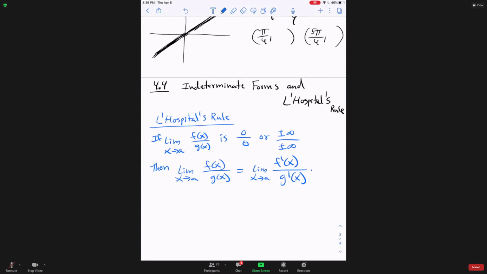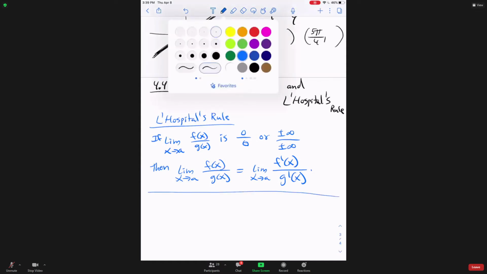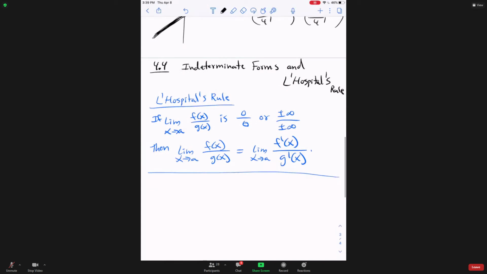So go ahead and write this down and I'll explain in English. Basically, if you try to take the limit by plugging in the value that x is approaching, and you get 0 over 0 or infinity over infinity, what you can do is take the derivative of the top, take the derivative of the bottom, and then try again. So let me explain. Let's do an example. Suppose I ask you a question. Example: limit as x approaches 1 of the natural log of x divided by x minus 1.